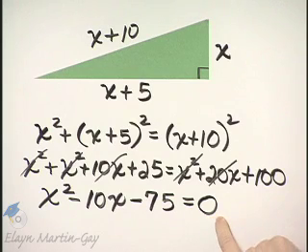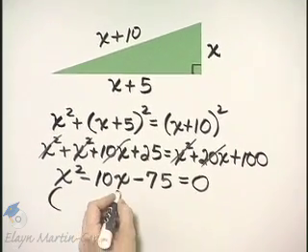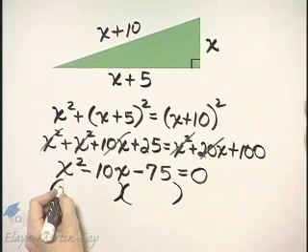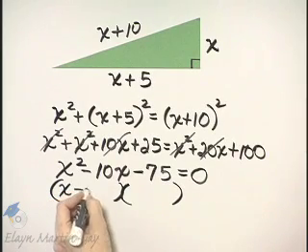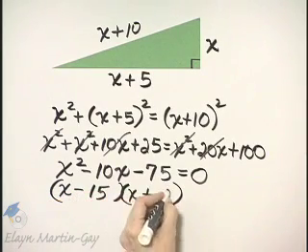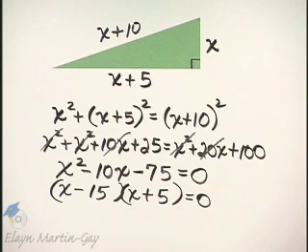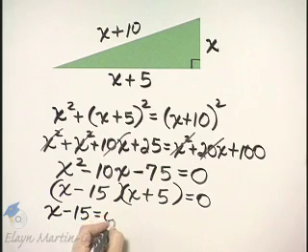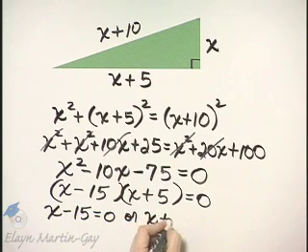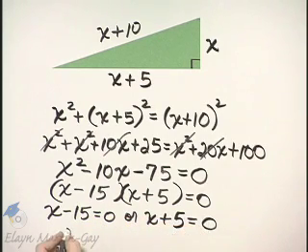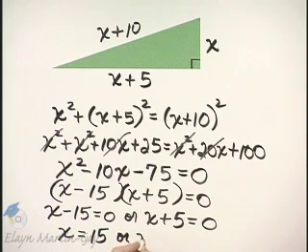I was trying to get 0 on one side, and now let's see if we can get a factored polynomial on this left side. If you work with this and factor it, you'll factor it as x minus 15 times x plus 5 is equal to 0, and then you set each factor equal to 0. Add 15 to both sides, and we'll have x is 15, or x is negative 5.